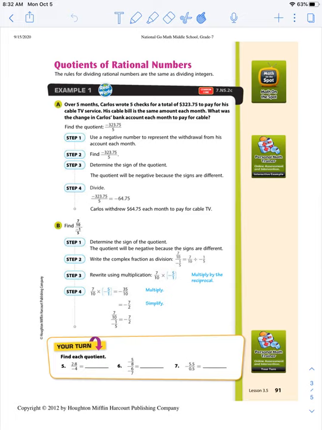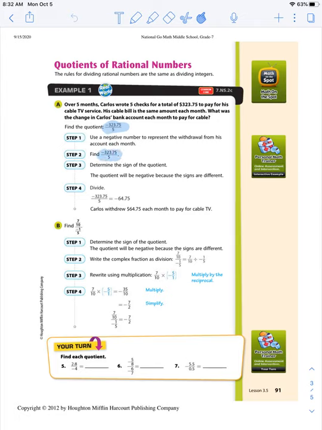And because it's technically asking for the change in his bank account, that's going to be a negative change because when you write a check, it takes money out of the account. So the total is negative 323.75 divided by 5. So again, step 1 says we're using a negative number to represent the withdrawal from his account each month. That's because it's a check. It's a negative change.